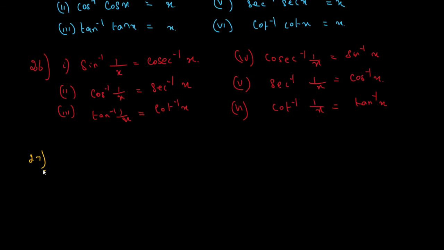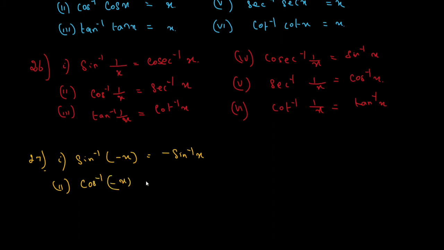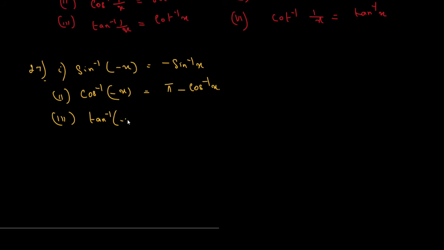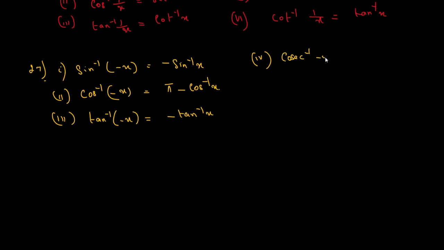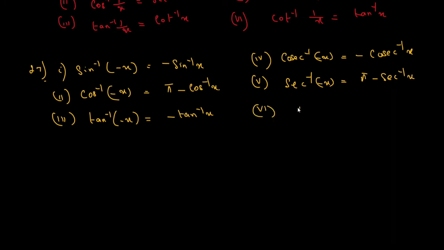27 is sin inverse minus x. Sin inverse minus x is equal to minus sin inverse x. Then cos inverse minus x will be pi minus cos inverse x. Then tan inverse minus x will be minus tan inverse x. Then cosecant inverse minus x will be minus cosecant inverse x. Then secant inverse minus x will be pi minus secant inverse x. Sixth one, cot inverse minus x will be minus cot inverse x.